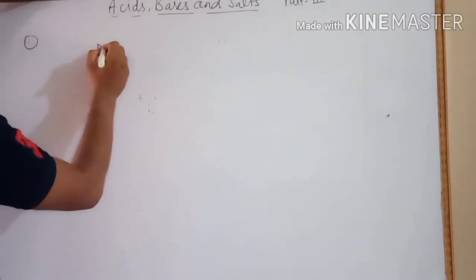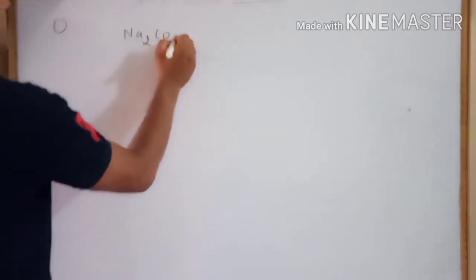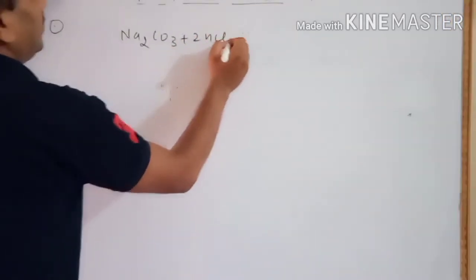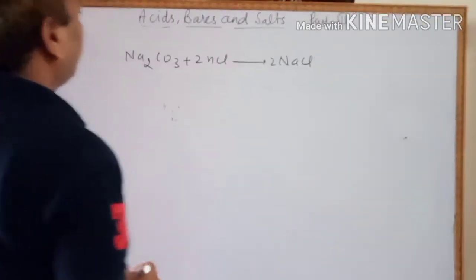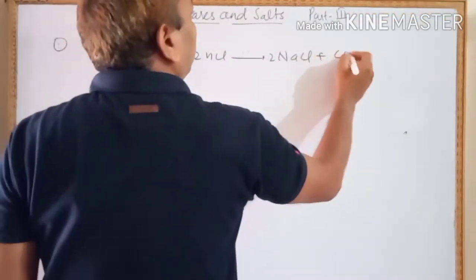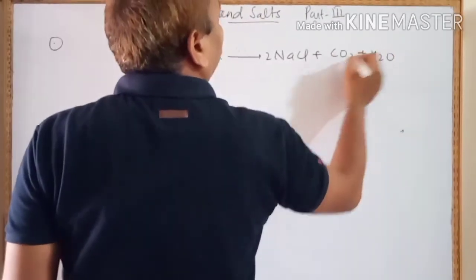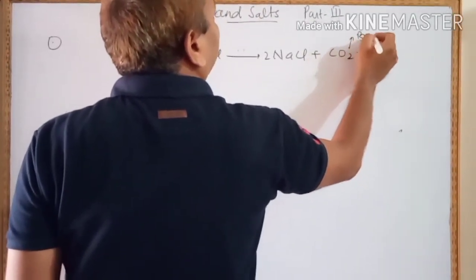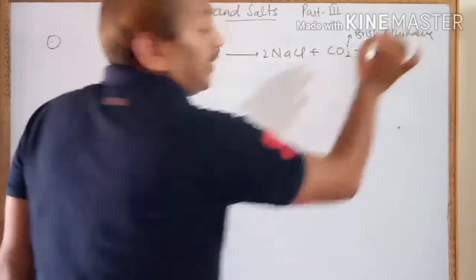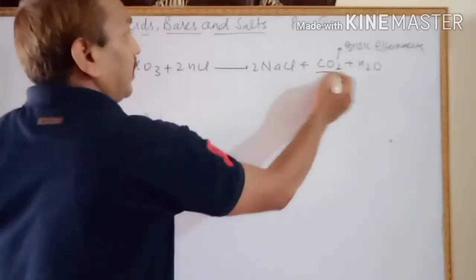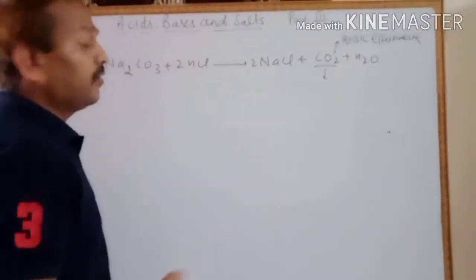Sodium carbonate reacts with dilute HCl to form NaCl, CO2 plus H2O. This CO2 gives brisk effervescence, due to the evolution of carbon dioxide gas.